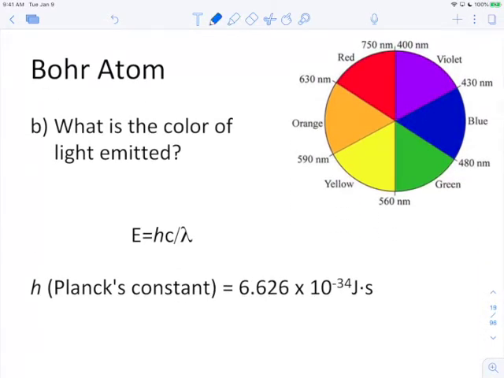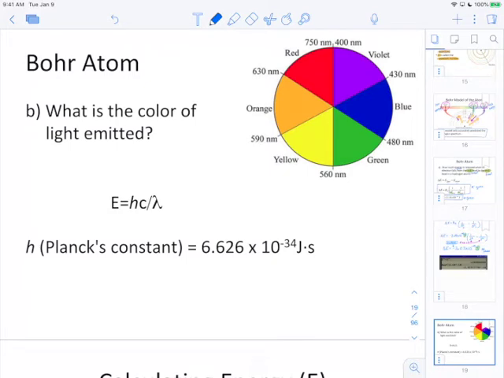All right, so next up it says, what is the color of light emitted? So if you know what transition the electrons went through, you can actually figure out the light that it is going to emit, which I think is super cool. Everybody thinks is super cool.